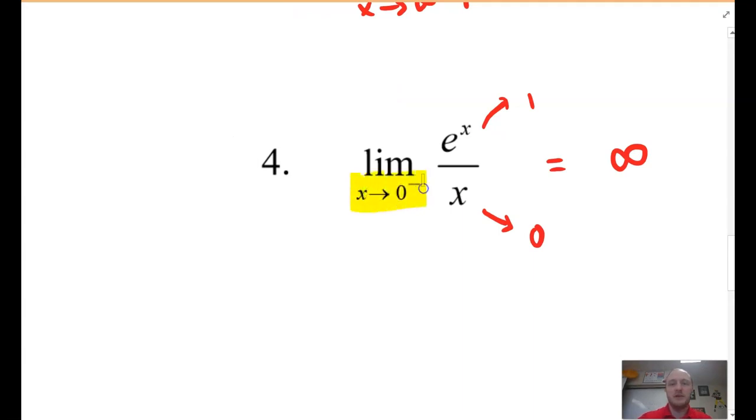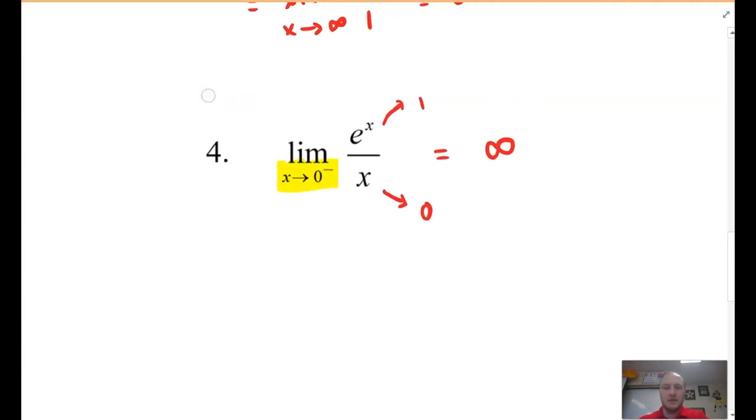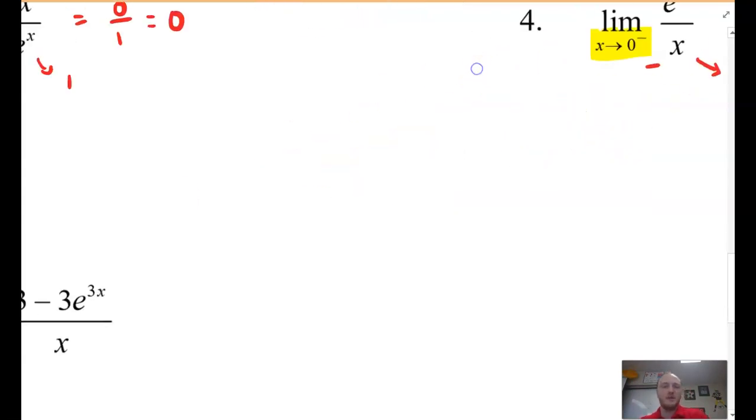From the left, from the left. Okay, so that means that my x values are actually negative, right? This is a negative. Okay, so it's going to be negative infinity, or again, does not exist. All right, example 5.